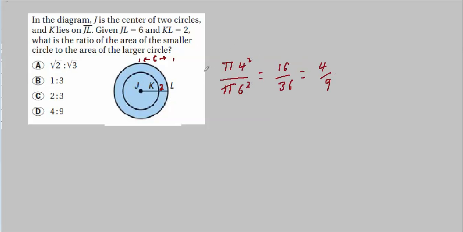And was that one of our answers? Let's see. Oh, here we go. See? All you got to do is subtract. If you know how to subtract 2 from 6, get the smaller radius, and then take the area of the larger one. This was a pretty simple problem. All you got to do is know how to get the areas of the circles.